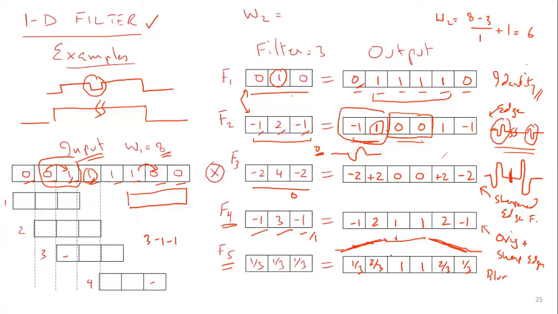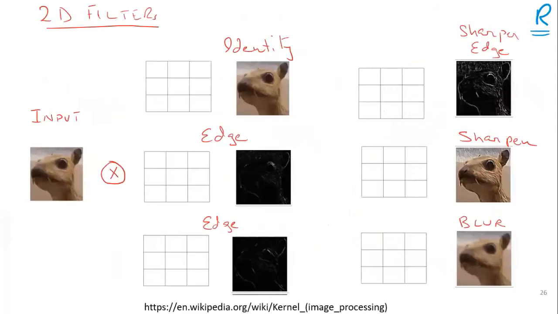Okay, so let's continue where we left off. We've taken a look at these filters. We've seen an identity filter, we've seen an edge filter, we've seen how to sharpen the edges. We've also seen how to have a filter which has the original image plus a sharpened edge, right? And we've also seen how to blur the image. Okay. Now let's take a look at how to apply it to a two-dimensional case.